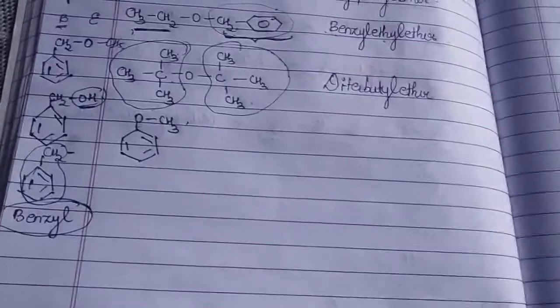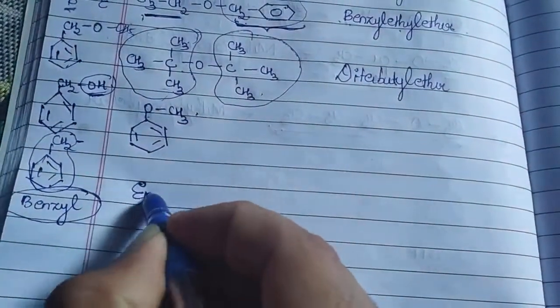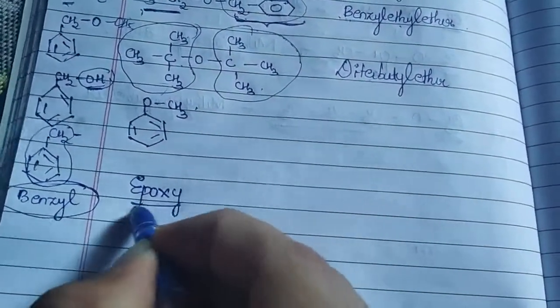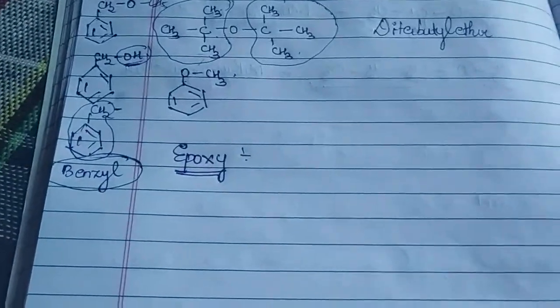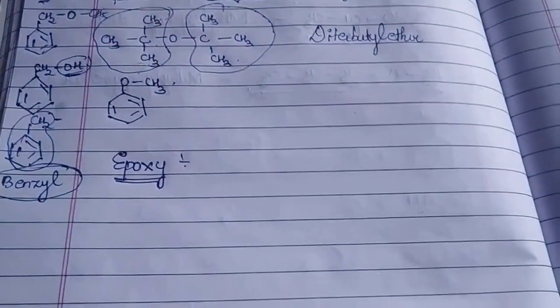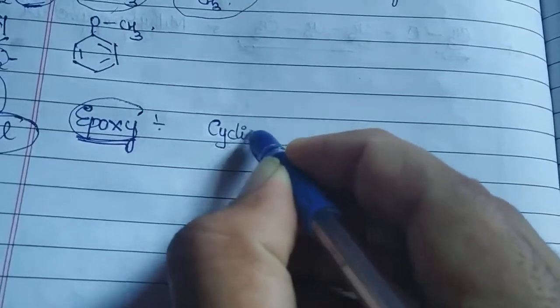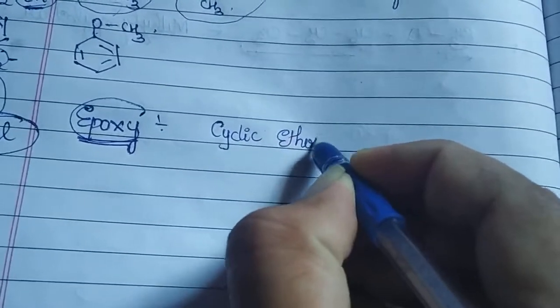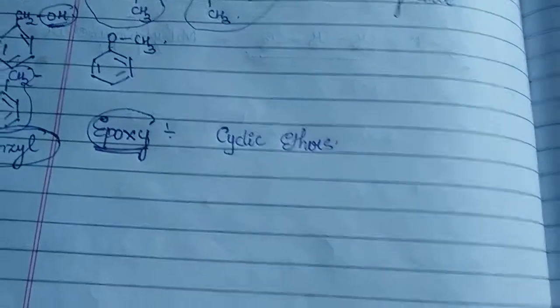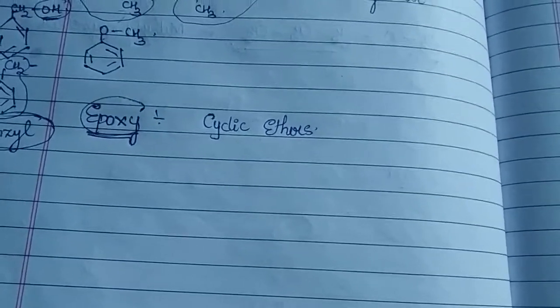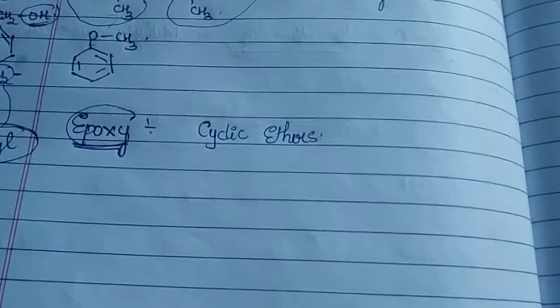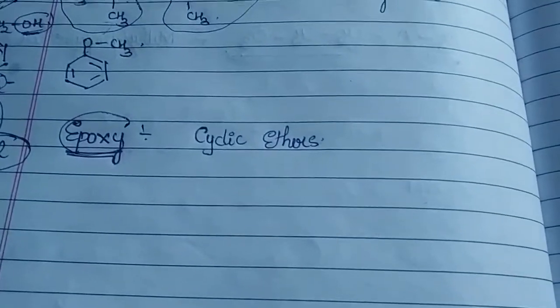Next, let us talk about an important class which is not included in your syllabus. You can call it additional information which will be useful for your competitive exam, which is called epoxy. Okay guys, now let us look at another important class of ethers, called epoxy. Do remember, epoxy is one type of cyclic ethers. Cyclic ethers mean the ether functional group, the oxygen, will be there, but in cyclic form.